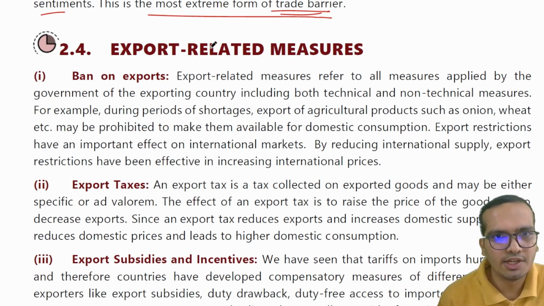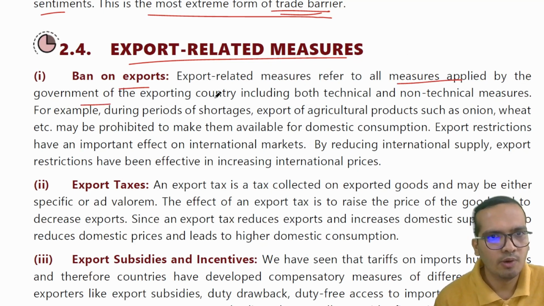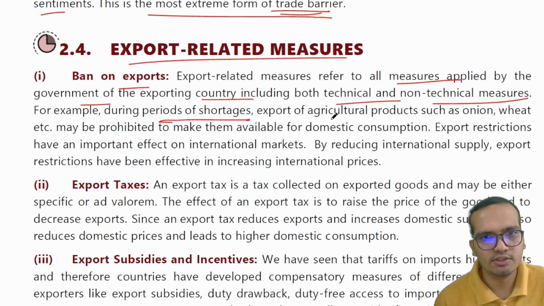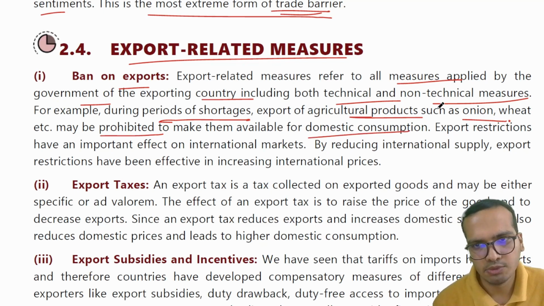Then we have export related measures. So first, ban on export. Export related measures refers to all measures applied by the government of the exporting countries including both technical and non-technical measures. For example, during period of shortages, export of agriculture products such as onion, wheat, etc. may be prohibited to make them available for domestic consumption.